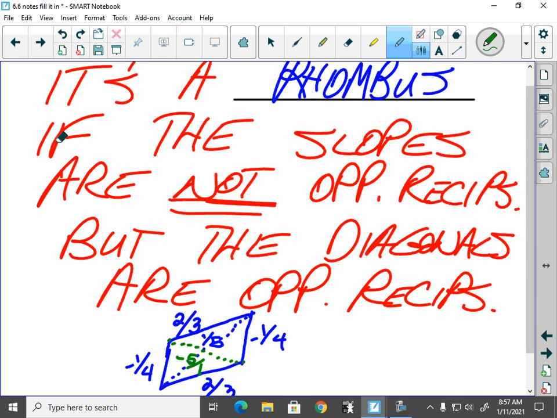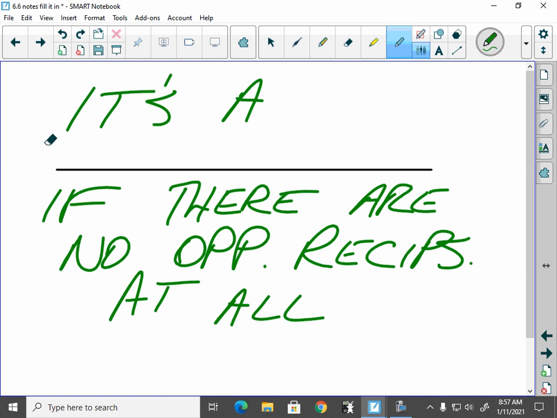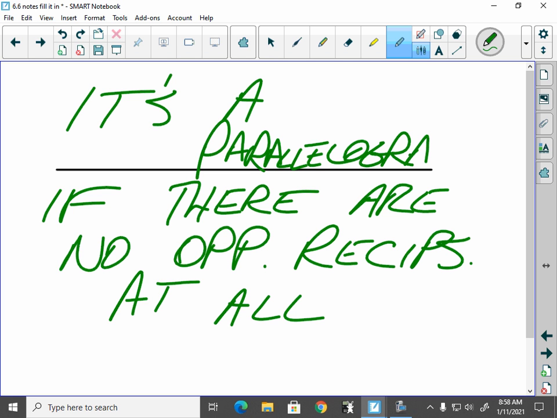Ready? Hike. Dang, the shapes just keep on coming. It's a blank if there are no opposite reciprocals at all. What is it if there are no opposite reciprocals at all? We're going to call it a parallelogram.